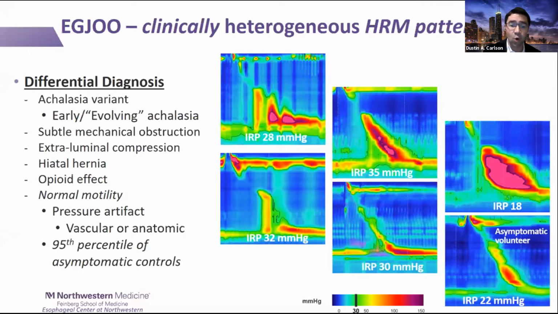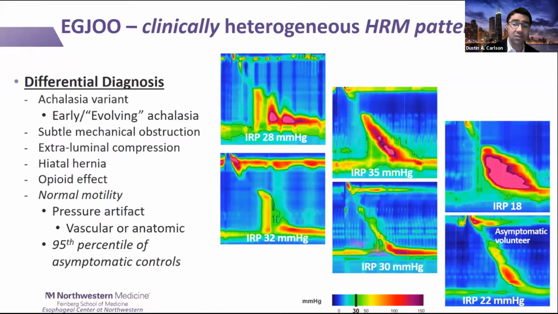And these patients may be appropriate for invasive achalasia-type therapies. However, this is seen in the minority of patients who have this pattern. Additionally, though, this EGJ outflow obstruction pattern can also include other important findings, such as subtle mechanical obstruction, hiatal hernia, potentially an opioid effect. But most notably, this can also include patients who have truly normal esophageal motility. And in this case, the elevation of the IRP is solely related to a measurement artifact.